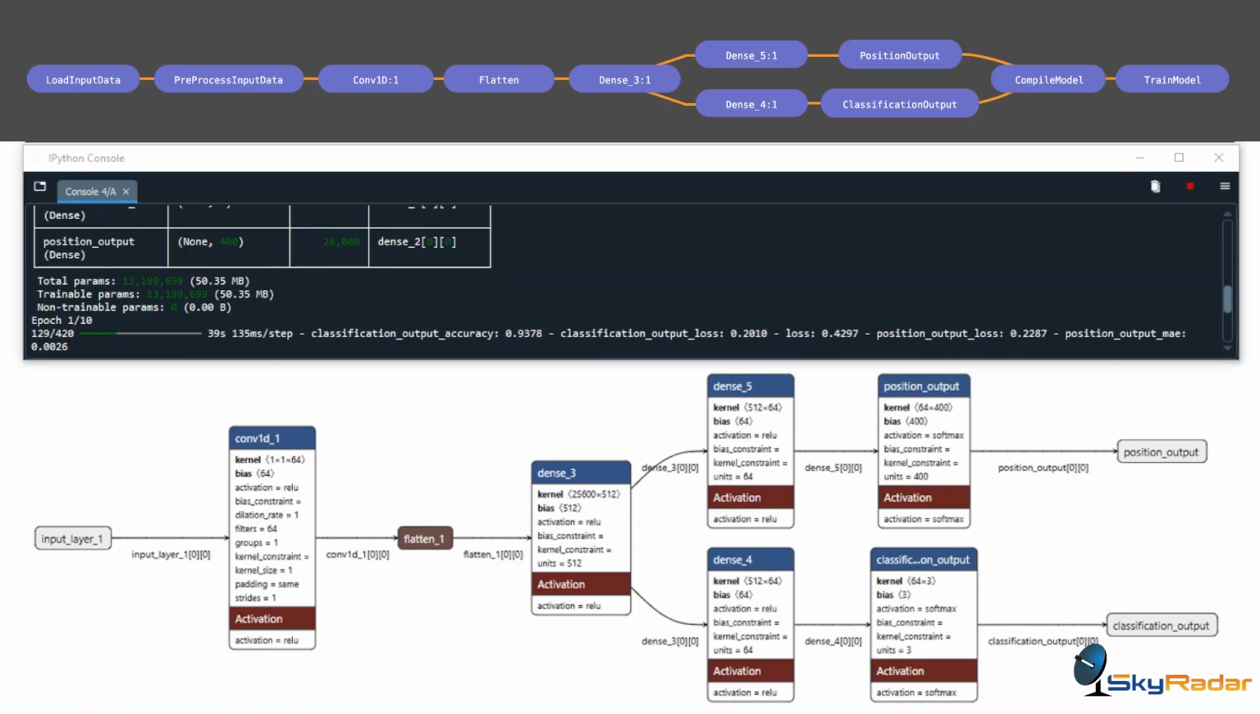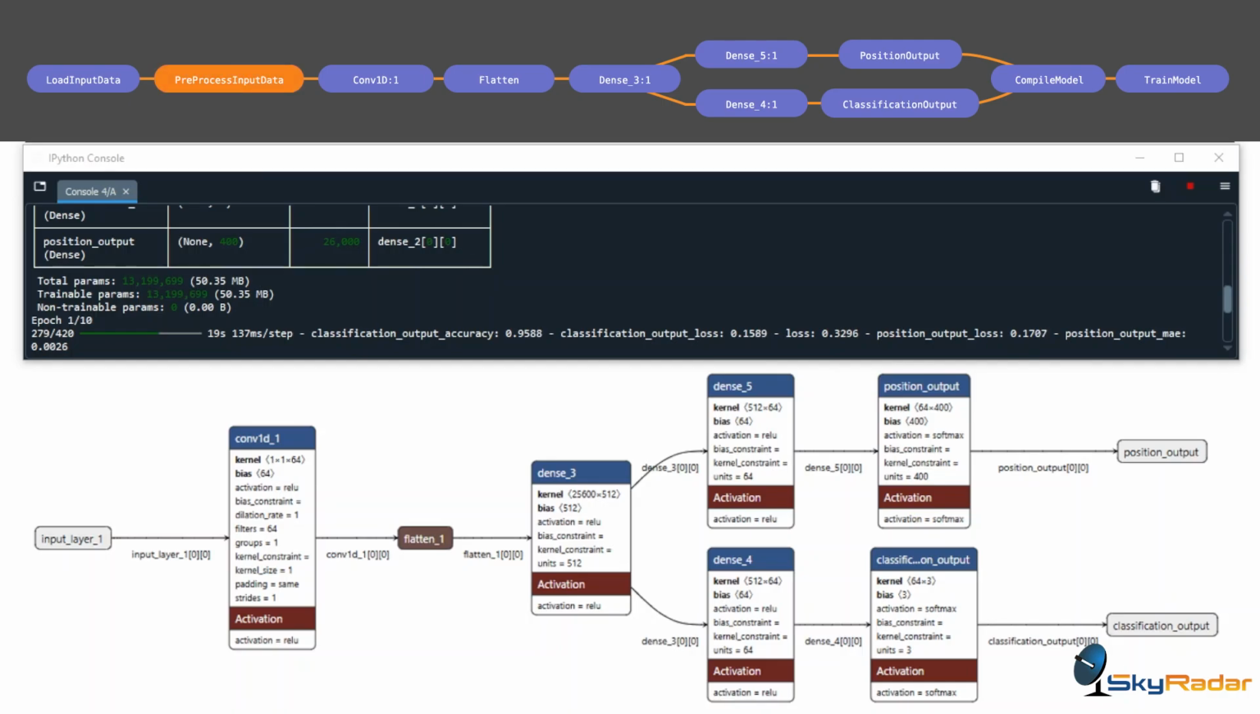The workflow starts with the load input data block. This block is critical for loading the recorded radar data, along with the position labels that indicate where targets are located. This initial step sets the stage for the rest of the pipeline by ensuring that both the input data and labels are properly formatted and ready for processing.